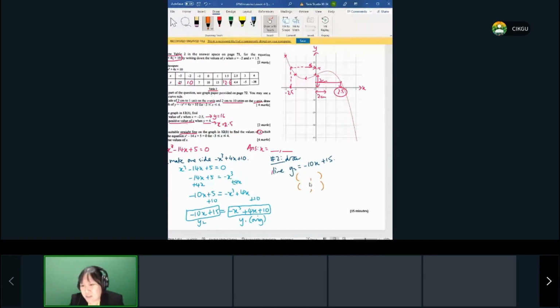So choose any x values that you like that fall within the range in your graph. You can choose any x value from -3 to 4 since it's on the graph. So let's just simply choose -2. So your y equals negative 10 sub in -2, plus 15.